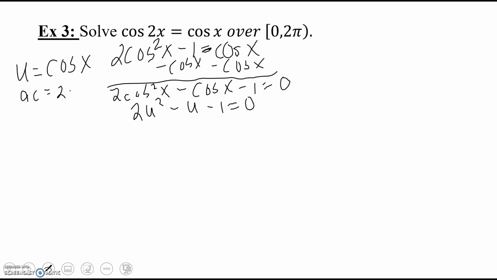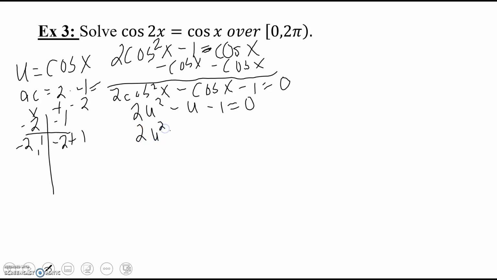So 2 times -1, which is -2. So I want to take factors of -2 that add to the middle number here, -1. So those factors would be -2 and 1. -2 times 1 is -2. -2 plus 1 is -1. And so then if I use the AC method, I will replace this middle term with -2u plus 1u. So all I did was replace this -u with -2u plus 1u. That's one way to do it. There's also a shortcut method, but this is the AC method.